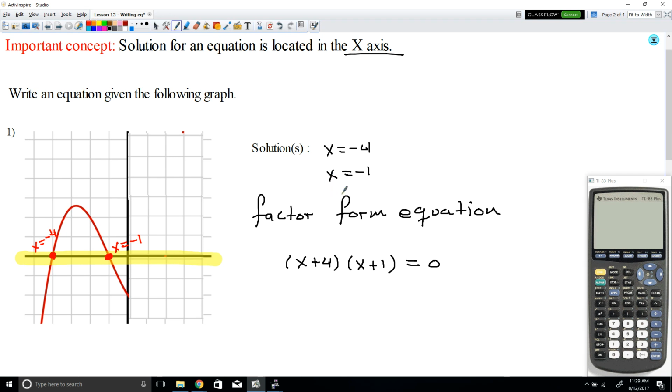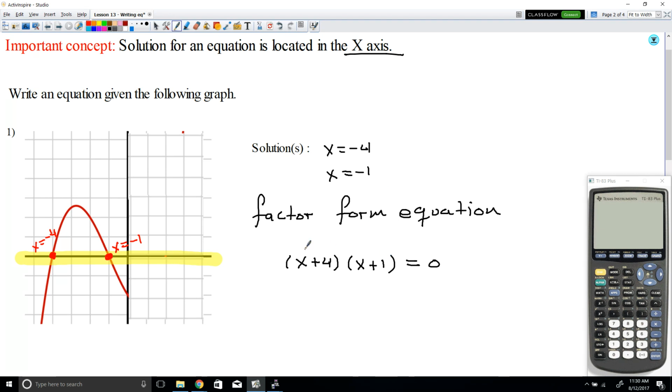So another way to just remember it is that if you already know the solution, just switch the sign. If it's -4, you put it as +4. If it's -1, you put it as +1, and set it equal to 0. This is the factor form. If you were to solve for this equation, you would get your solutions. But this is the factor form equation, and the last thing that you want to do is simplify this.